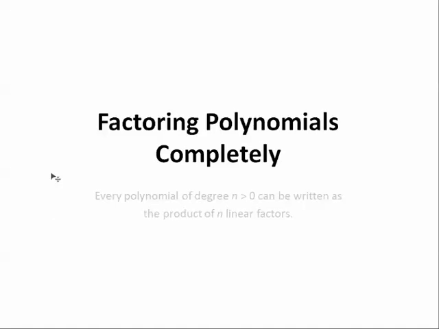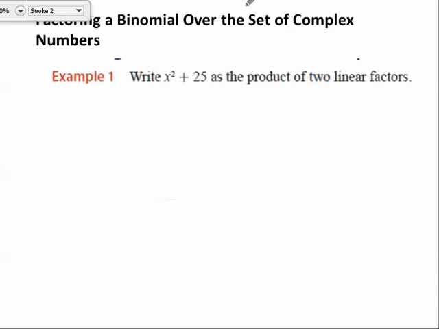Here's the deal. When we have a polynomial of degree 3, we know there will be 3 factors of it. That's what this is telling you right here: every polynomial of degree n greater than 0 can be written as a product of n linear factors. So if it's of degree 3, there would be 3 linear factors going into it. But sometimes we can't find those factors.